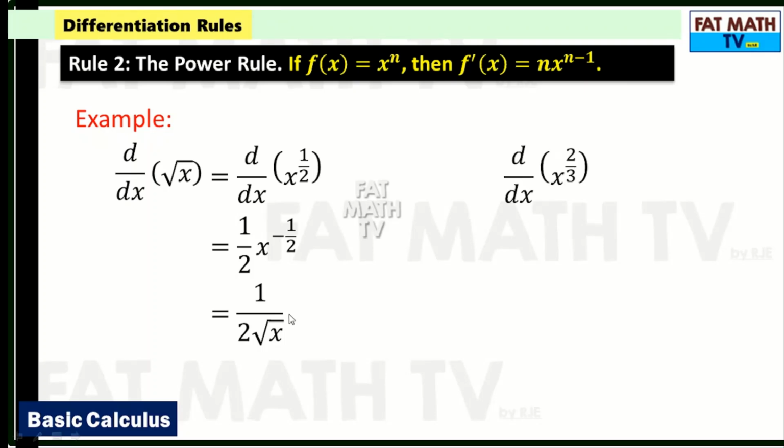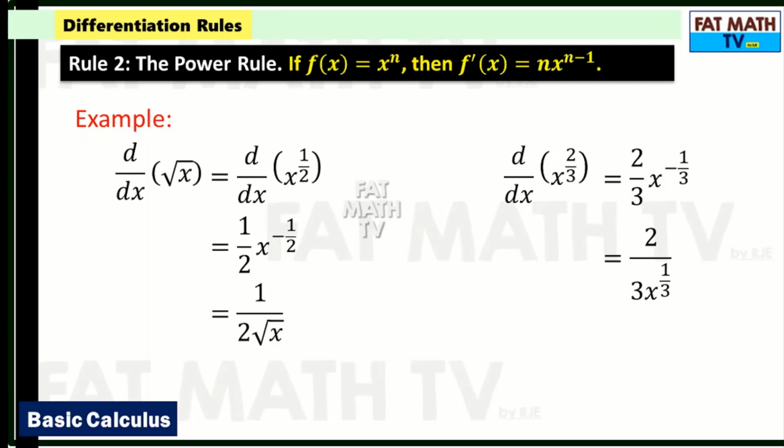How about this? The derivative of x raised to 2/3. So the derivative of x raised to 2/3, that's also x raised to n. Our n here is 2/3. 2/3 will become the numerical coefficient, and subtract 1 from 2/3. So 2/3 minus 1 is negative 1/3. So you will have 2/3 x raised to negative 1/3.